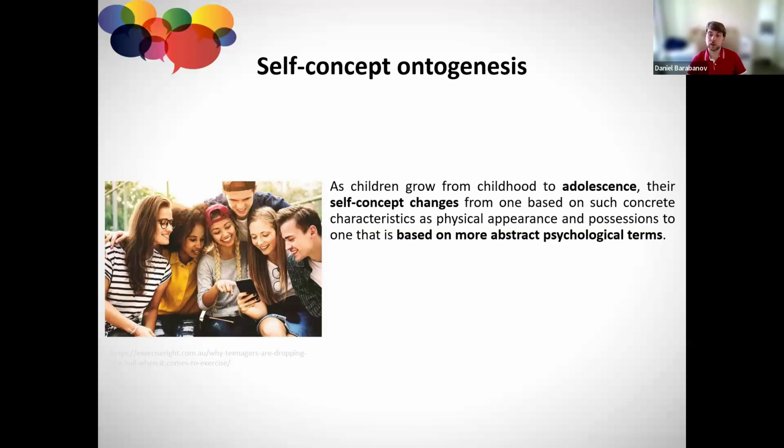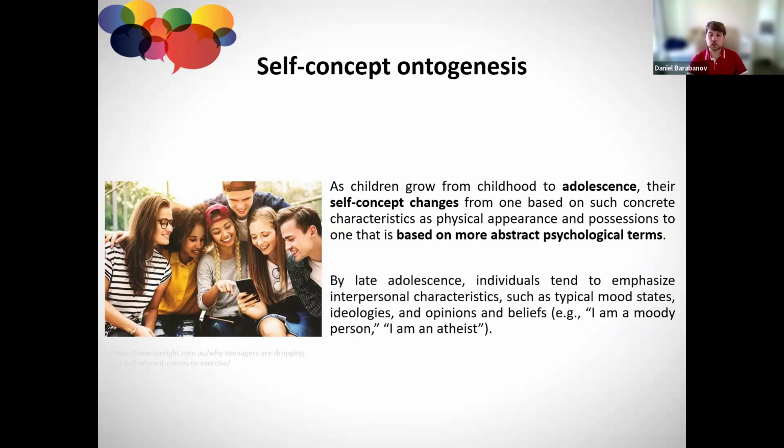Just due to educational life experience, which results in significant changes in the self-concept. So usually teenagers start to describe themselves using a bit more abstract psychological categories compared to children. For example, teenagers tend to emphasize interpersonal characteristics, such as typical mood states, ideologies, and opinions and beliefs. I'm a moody person, I'm an atheist, I'm a liberal, right?